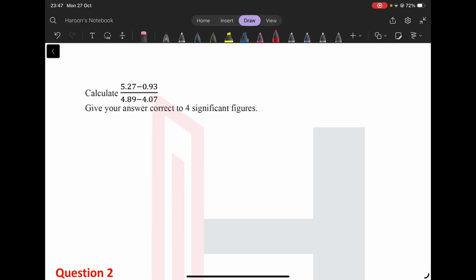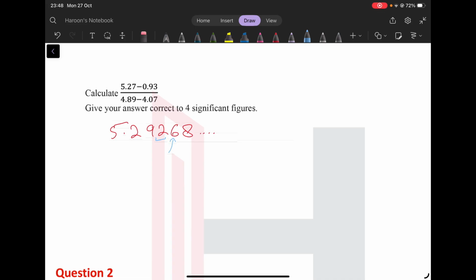5.27, take away 0.93. I go in the denominator, 4.89, take away 4.07. I get 5.2928 and so on. So I need to convert this to 4 significant figures. This is my 4th significant figure. I'll have a look at the 5th one.